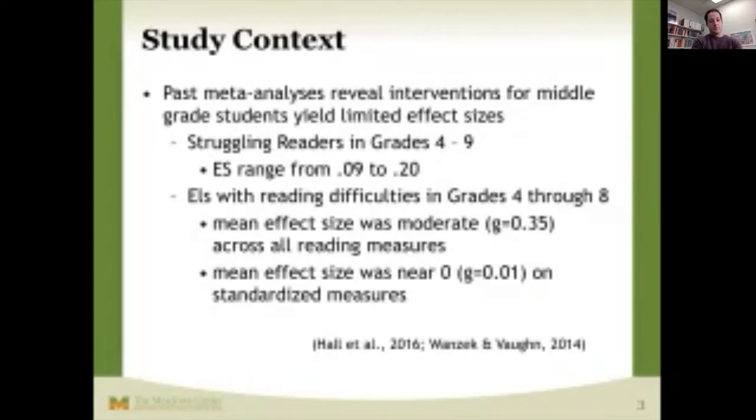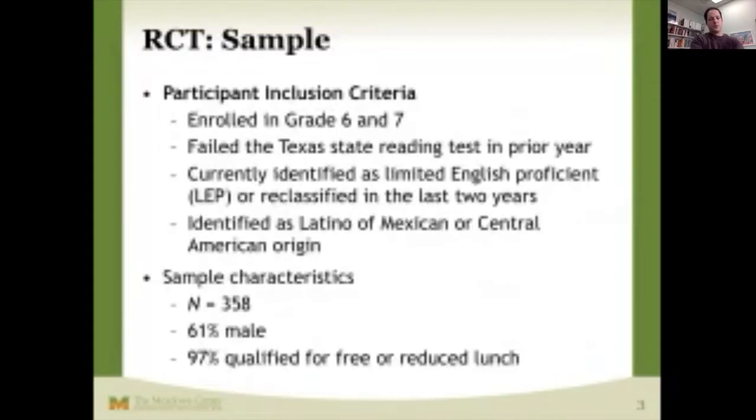If we look at ELs in that same grade level, there's been fewer studies. Across reading measures, the effect size was moderate at 0.35. But when you looked at just standardized measures, the effect size was near 0. So we know it's difficult to move reading comprehension for struggling readers in the middle school grades, and maybe particularly so with ELs, though there's been limited research with ELs.